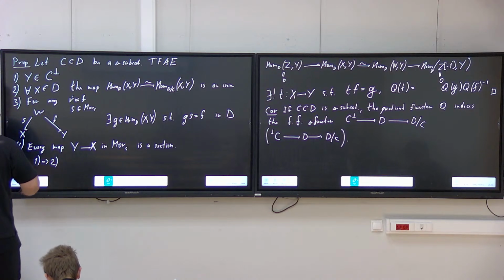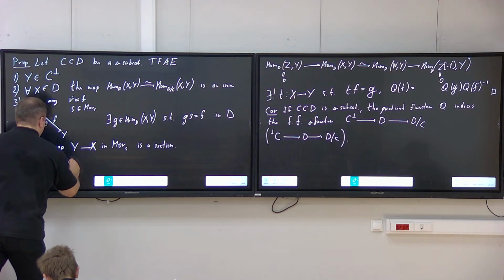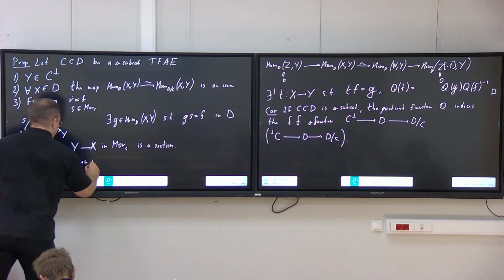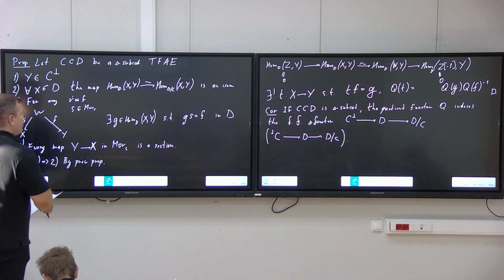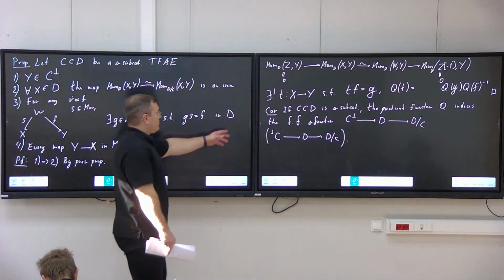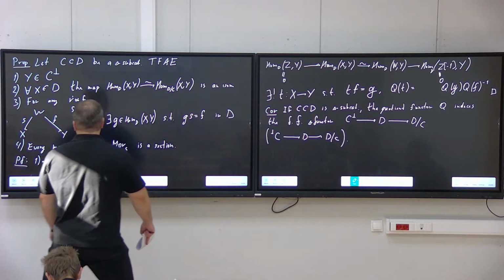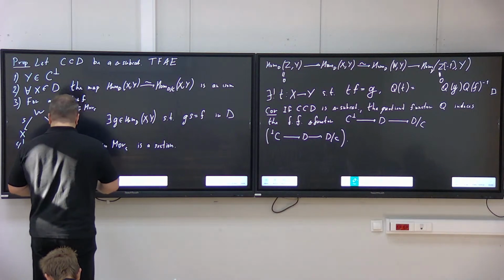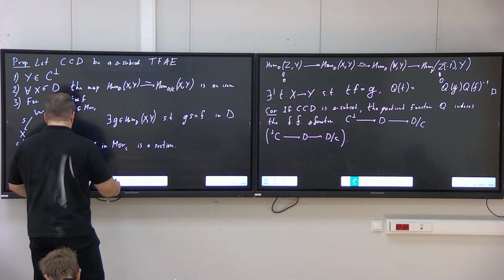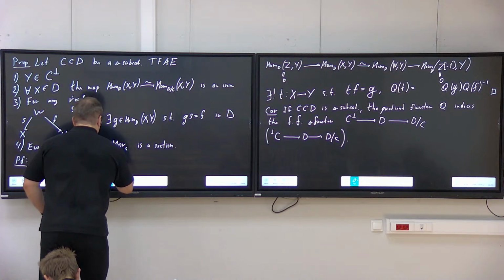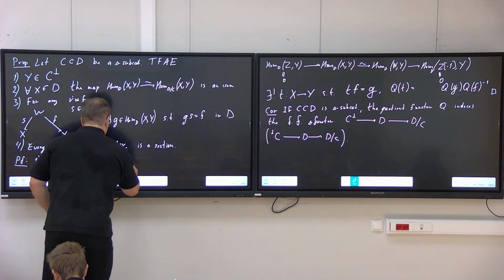So 1 implies 2, this is about the previous proposition, there is nothing to prove here. This is something that we already did. I separated that proposition because I wanted to formulate this corollary, which is quite an interesting observation. So now let's show that 2 implies 3.